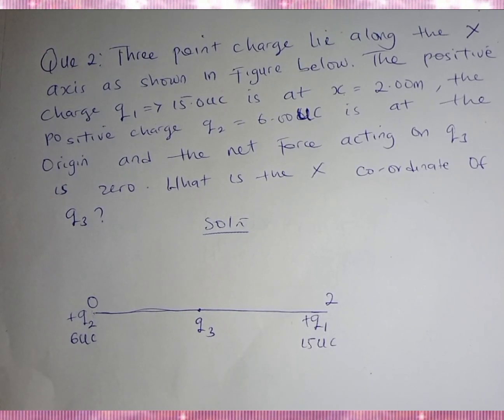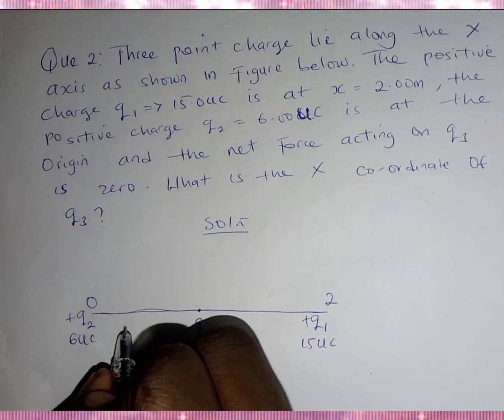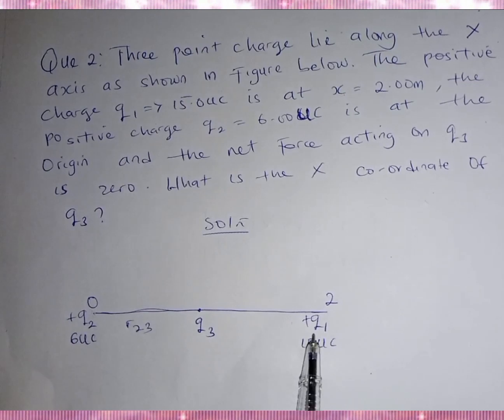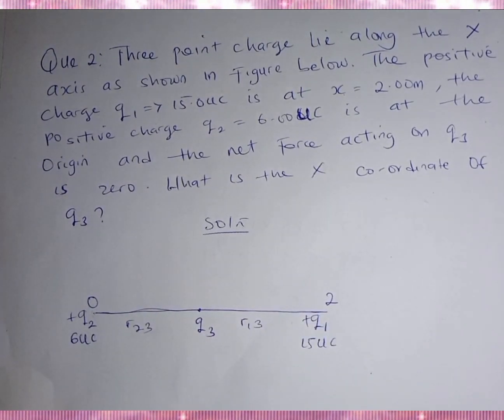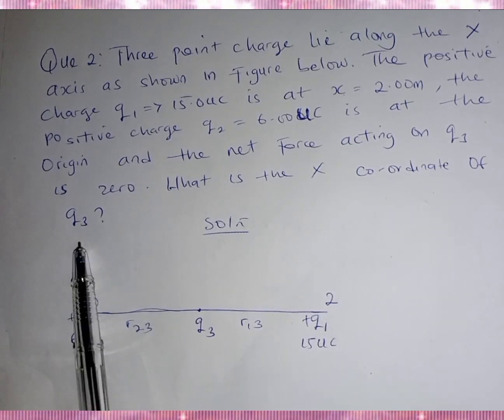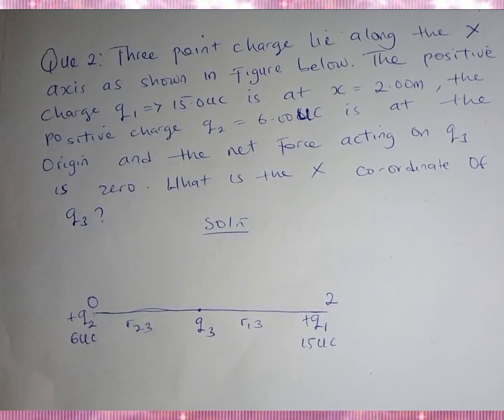So now I did the distance between Q2 and Q3, we can call it R23, and the distance of Q1 and Q3 is R13. So we are asked to look for the x coordinate of Q3. We have to look for distance of Q3. So we have to look for distance from this place to this place and from this place to this place. Are we together? So now since we know that the total distance is what? The total distance is 2.